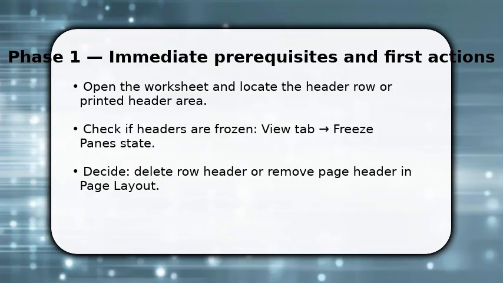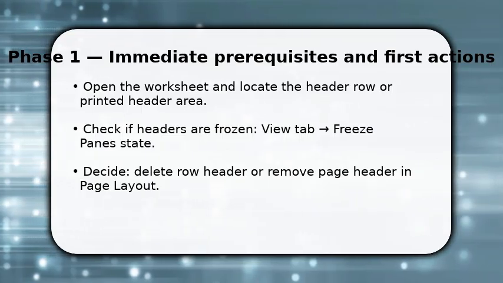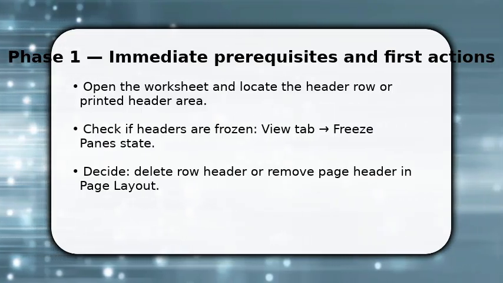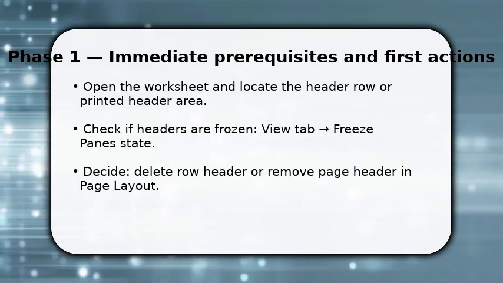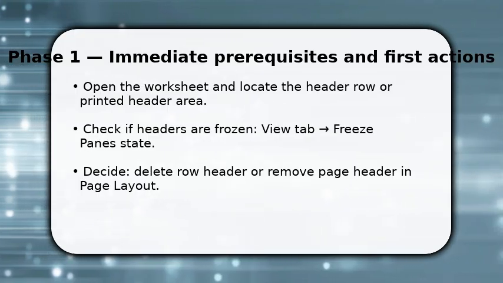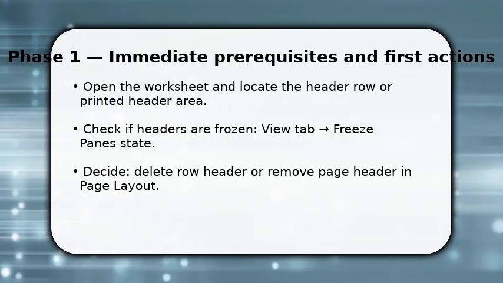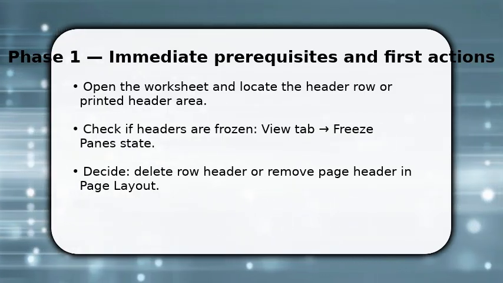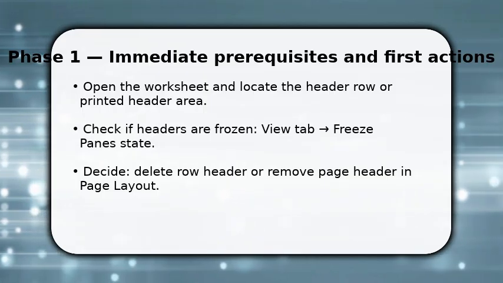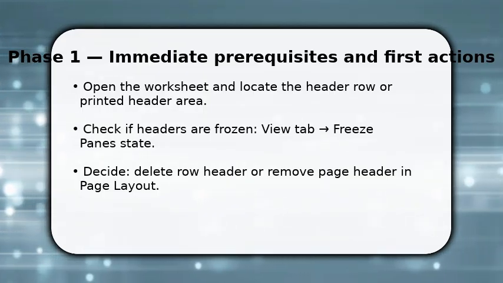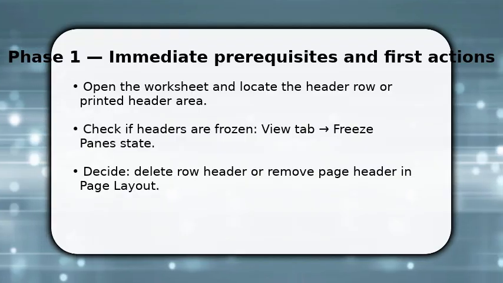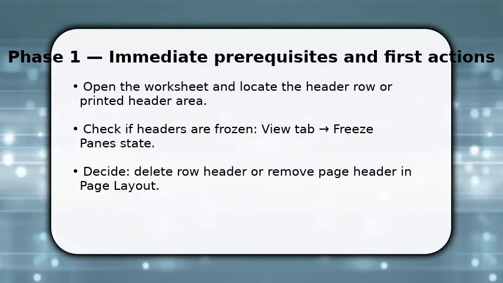You start by confirming what kind of header you have, because the how differs. First, click the sheet and visually identify the header row or printed page header. Once done, look under the View tab to see if Freeze Panes is active and unfreeze if needed. Make sure you know whether you need to delete a row, clear formatted header cells, or edit the page header in Page Layout. This choice determines the next steps.